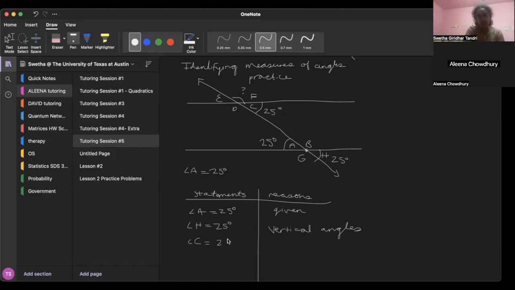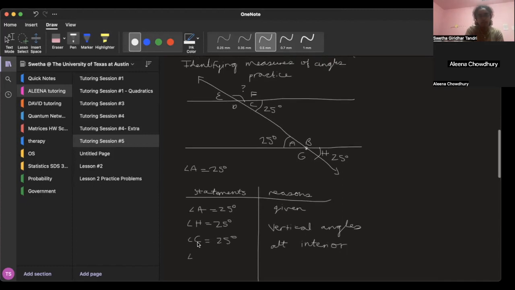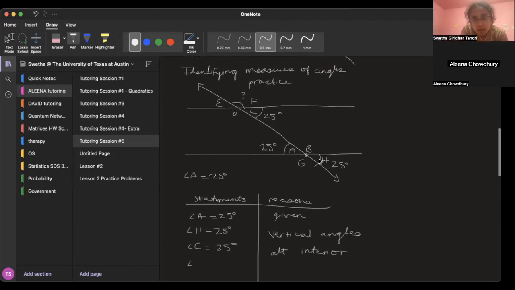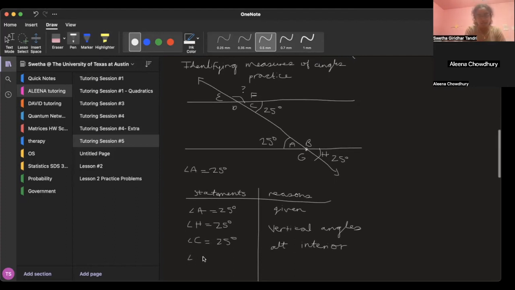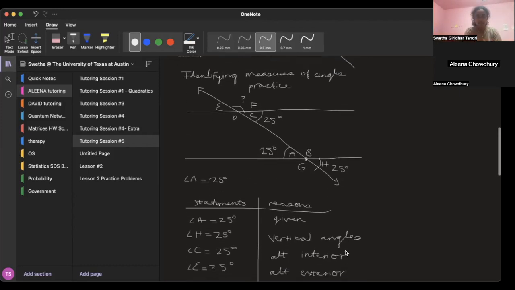Right. And then we would say alternate interior. And then E is 25 because E and H are alternate exterior. Yeah, actually. Yeah, E and H are alternate exterior. E is 25. Then you can say alternate exterior. And then what would be next?